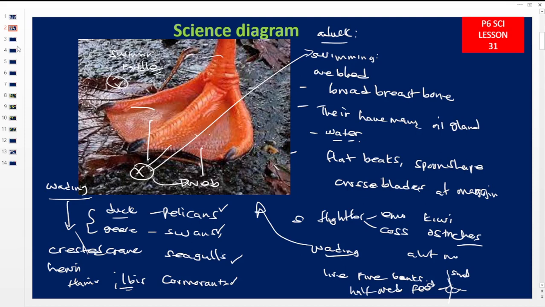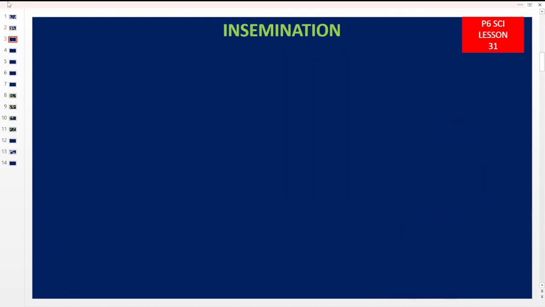Alright, so let us move on and see what we are going to discuss in today's lesson. Now let me hope that you are still there, you've given me your attention. So today we are going to discuss this activity, and this word is called insemination. You can also call it service. So insemination or service, what does it mean?